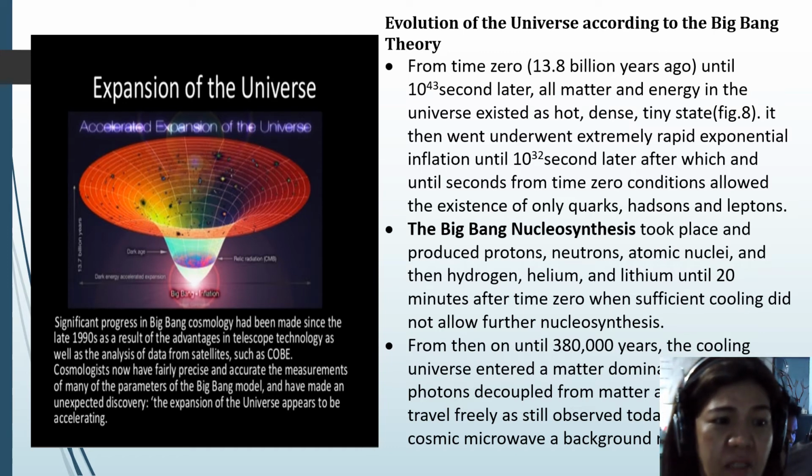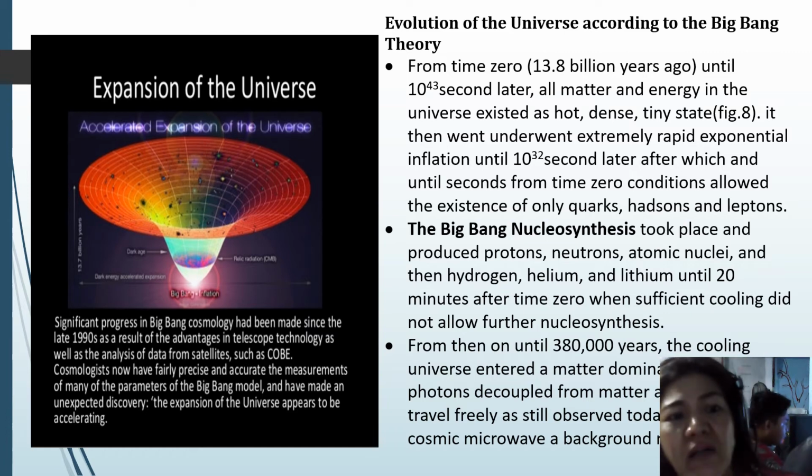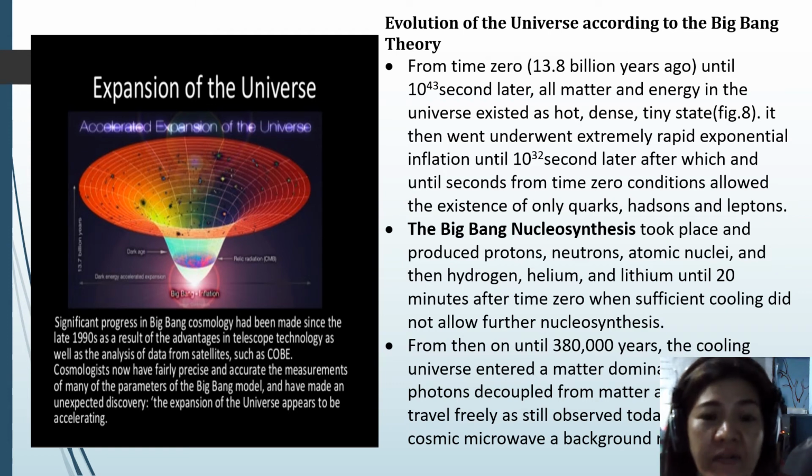Very significant progress in Big Bang cosmology has been made since the late 1990s as a result of advances in telescope technology as well as the analysis of data from satellites such as COBE. Cosmologists now have fairly precise and accurate measurements of many of the parameters of the Big Bang model, and an unexpected discovery that the expansion of the universe appears to be accelerating.